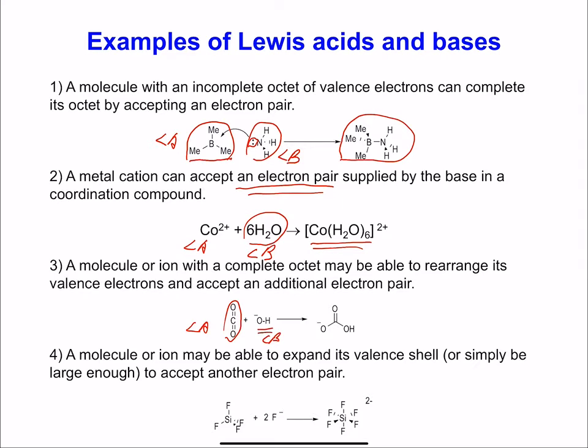And also there's a fourth example. We can see this silicon tetrafluoride can accept 2 pairs of electrons from 2 fluorides, so we can form this hexafluorosilicate anion. Here that's the Lewis acid, and the electron donor fluoride is the Lewis base. Okay, so those are examples of Lewis acids and Lewis bases.